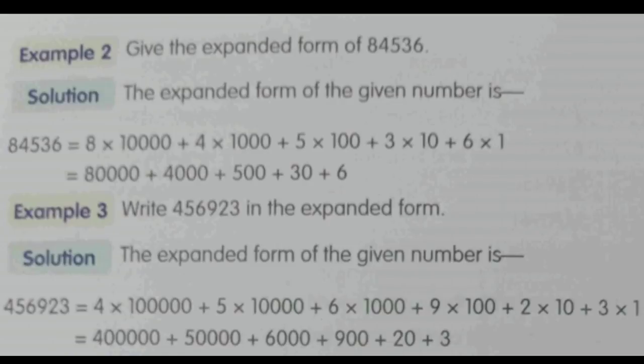So if we write it down in form of sum, we can write it as 80,000 plus 4,000 plus 500 plus 30 plus 6, which is the sum of its place values. You can also directly write in form of its sum. Okay. The next example is write 456923 in the expanded form.